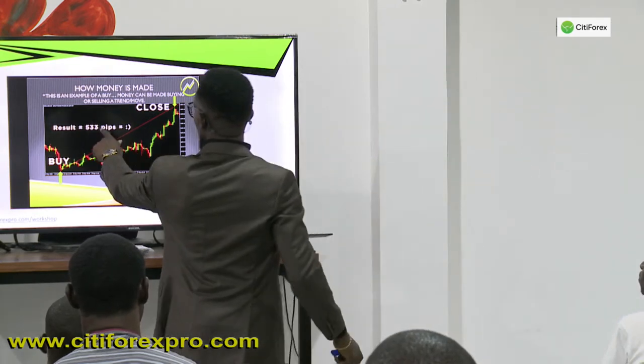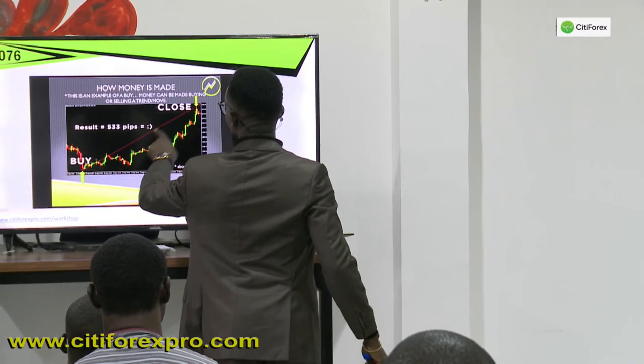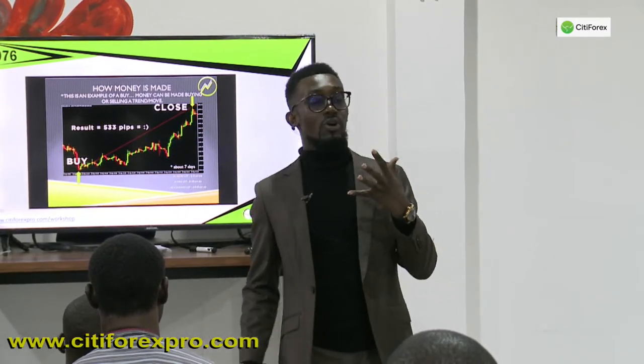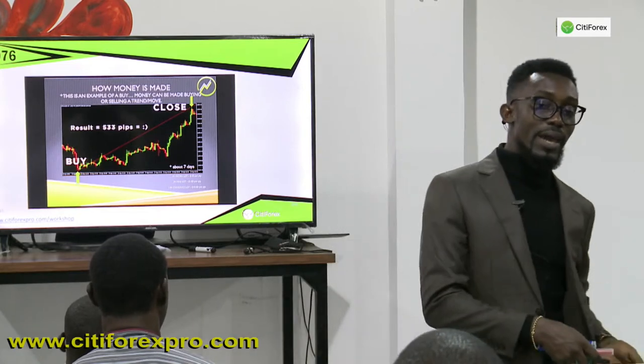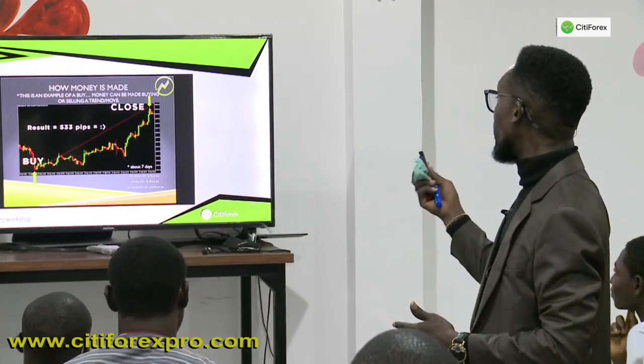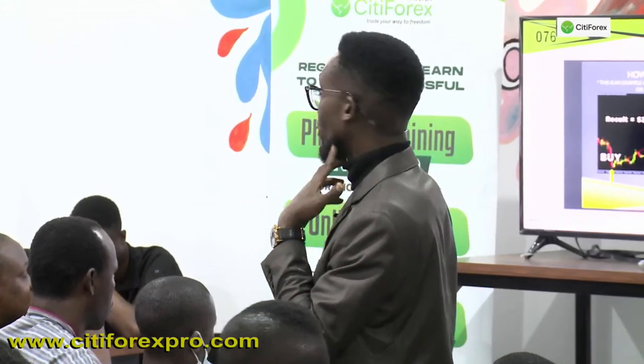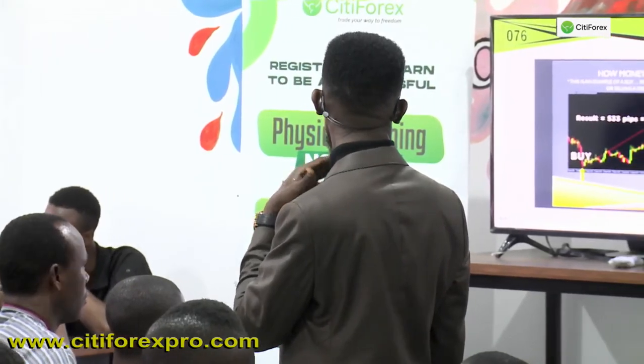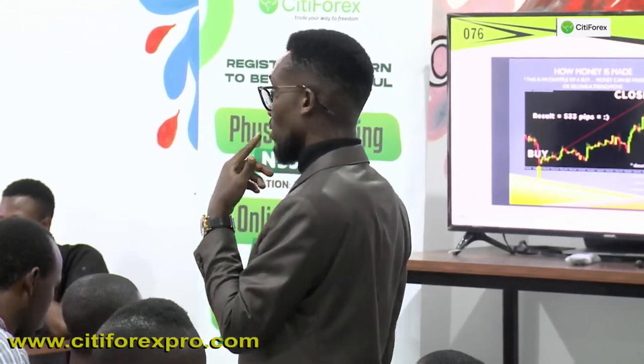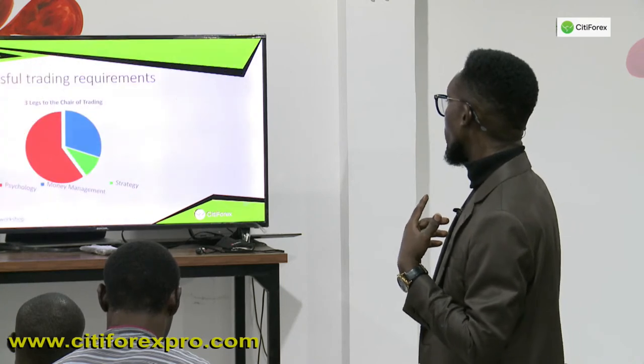You can see that the market moved 533 pips from here to here. So if you're riding that market, from where you enter to where it began to reverse, you have 500 pips in your favor. If one pip is $1, that's $500. Well, it's about 7 days, it's written there. $500 in 7 days is not too bad. $500 is about 250,000 naira, is it not? Yes. So it's not a bad result.